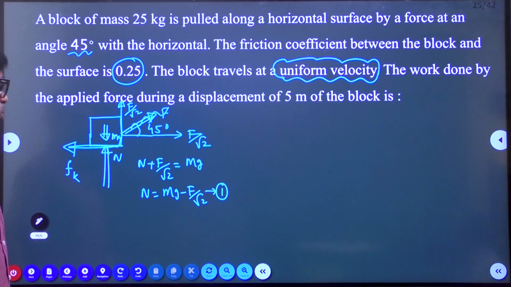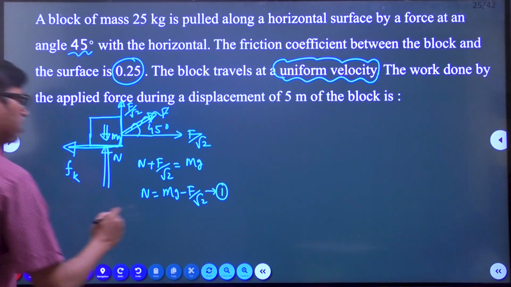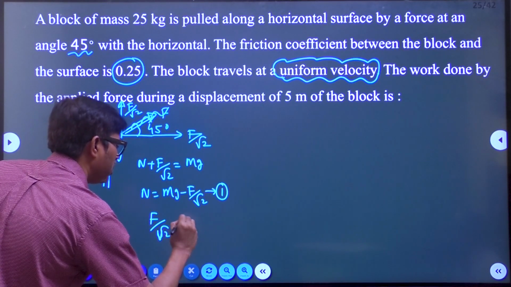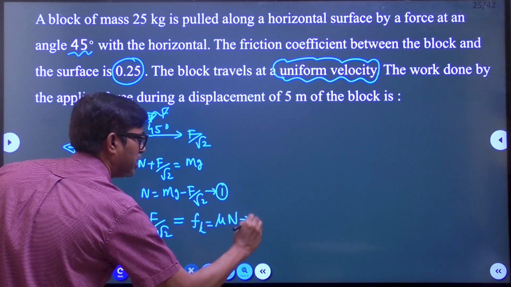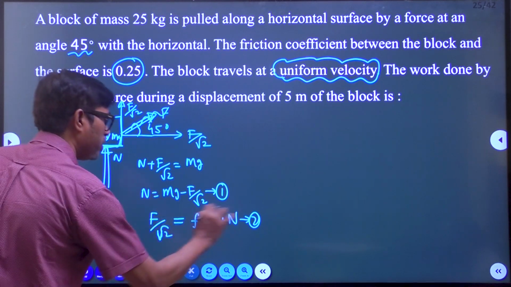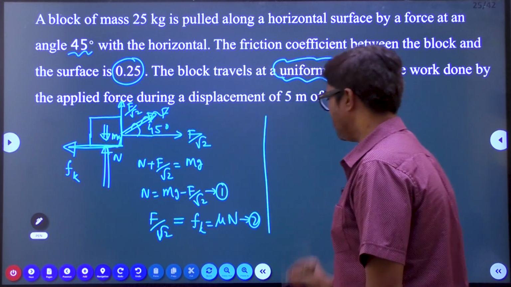Now horizontal equilibrium, net force horizontally has to be 0. F by root 2 should be balanced by kinetic friction, which is mu k into N. That is the second equation. So we need to solve these two equations. Basically, you take N from here and substitute here, and then we'll get F. So what is it that we'll get here?